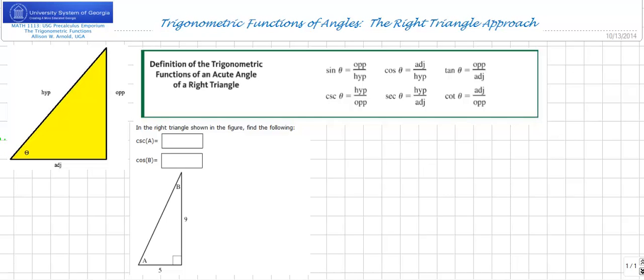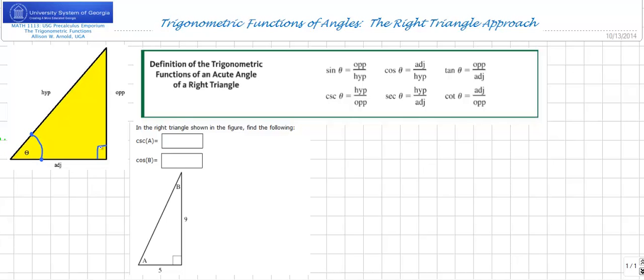Hi everyone, it's time to start our discussion of trigonometry, trigonometric functions of angles. And I'm going to begin with the right triangle approach, which is basically proclaiming the definitions in light of an angle, theta, that is acute, and can exist within a right triangle.